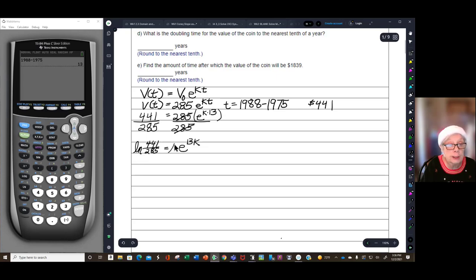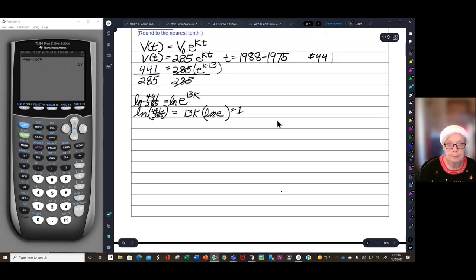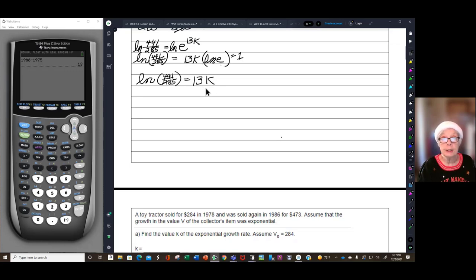We're going to take the ln of both sides first, though, so that the ln of 441 over 285 equals 13k times the ln of e, and the ln of e is 1. My favorite number. So what does that mean? That the ln of 441 over 285 equals 13k, because 13k times 1 is 13k.